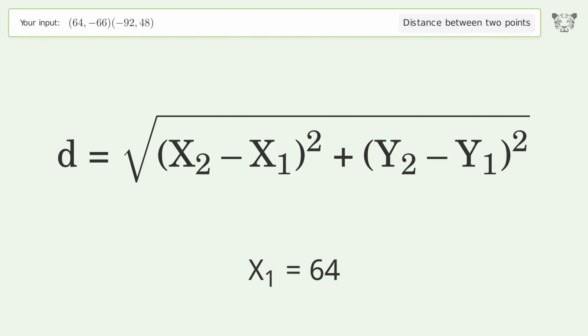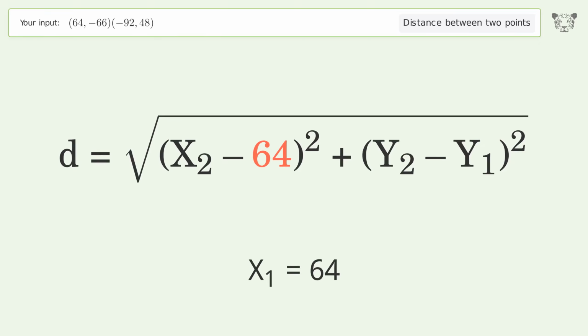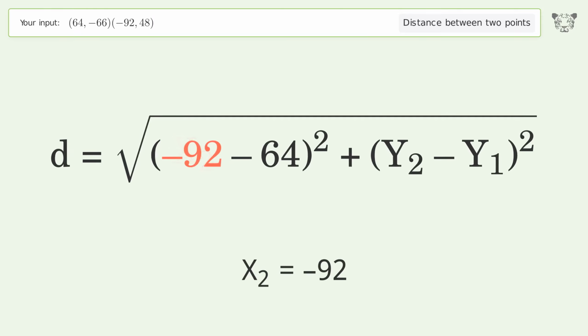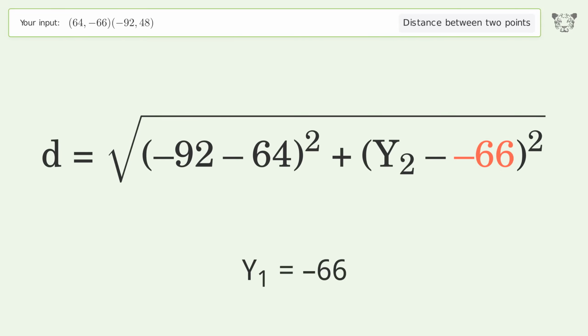x1 equals 64. x2 equals negative 92. y1 equals negative 66. y2 equals 48.